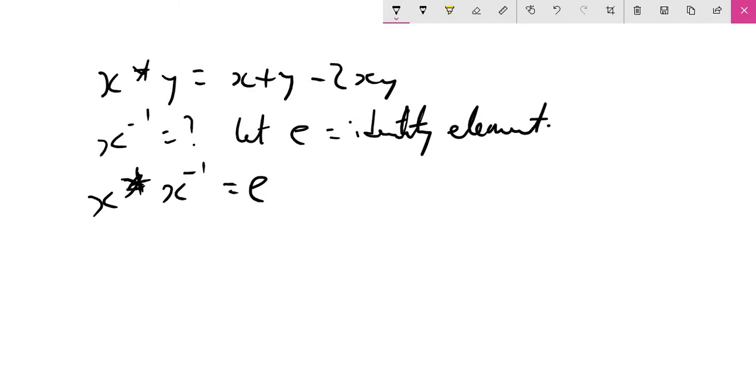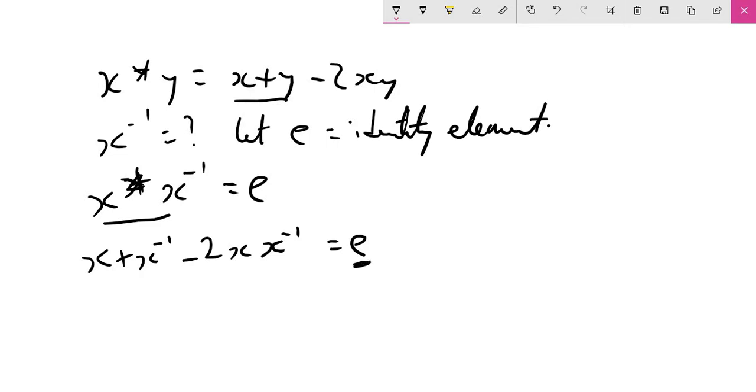Okay, so this must be equal to E. So let us expand this using this. So we have x plus x inverse minus 2x x inverse must be equal to E. Now clearly we need to have E before we can go any further. That is why finding E is always the first thing to do when calculating inverses. Anytime they ask you to calculate an inverse, just know that you have to find the identity element first. So let's do that.